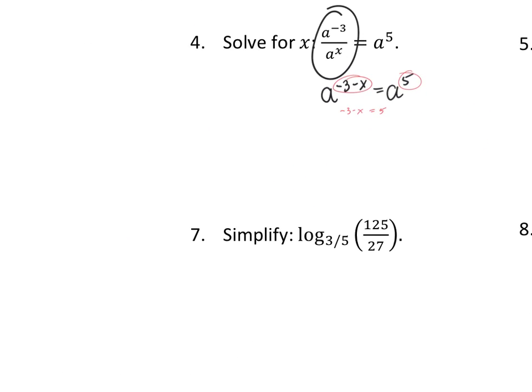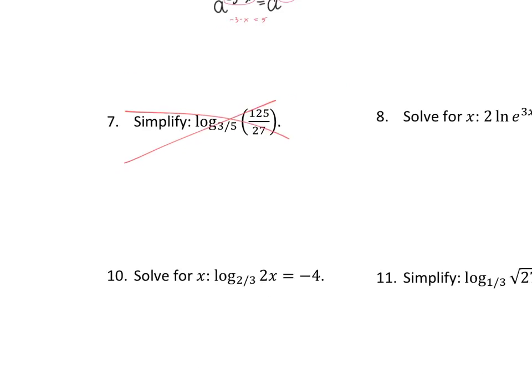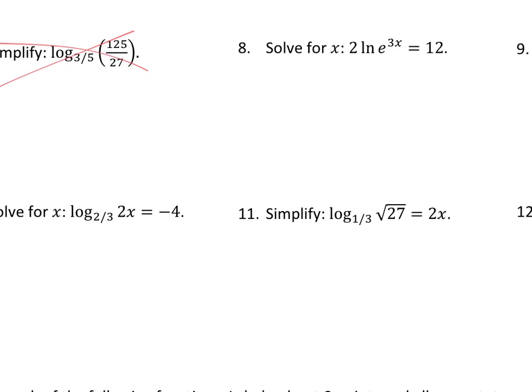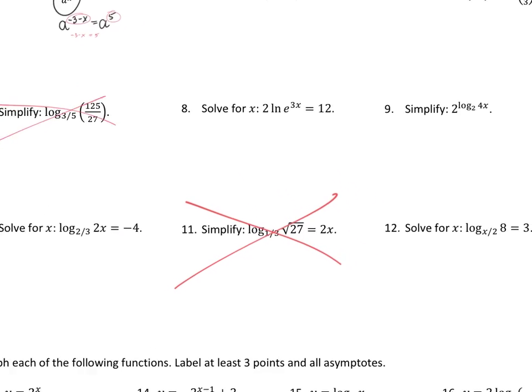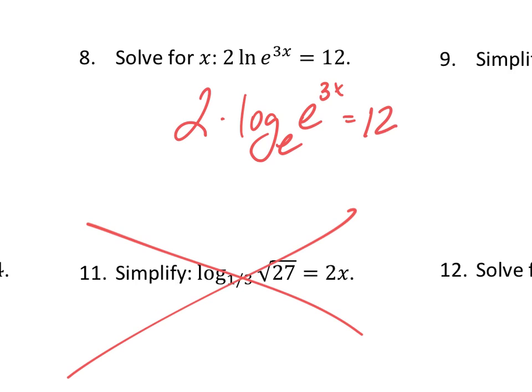Now let's jump over to a log question. Look at number 7. Actually, we're skipping 7. Everybody cross off number 7. You're also skipping number 11. Let's look at number 8. That's a log question. Whenever you see ln, replace it with log base e. So I'm saying 2 times log base e of e to the 3x. And this is the SRS system.